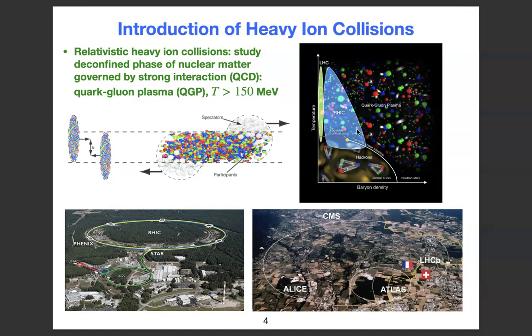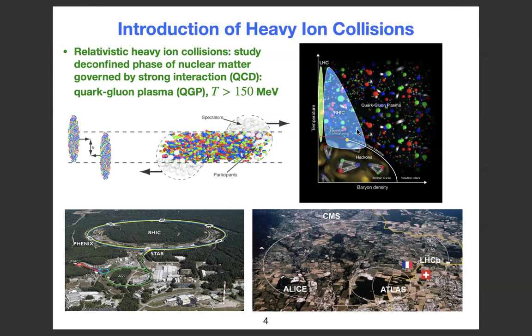So to try to understand the deconfined phase, people carry out heavy ion collisions where in the laboratory, they accelerate heavy nuclei and smash them. And during these collisions, there are a lot of particles produced. And people are trying to analyze the final distributions of these particles and infer if there is a quark-gluon plasma produced and also the properties of the quark-gluon plasma. So during the last 20 years, what we know is that the quark-gluon plasma is indeed produced in the laboratory, and its temperature is about 150 MeV at very small baryon density.